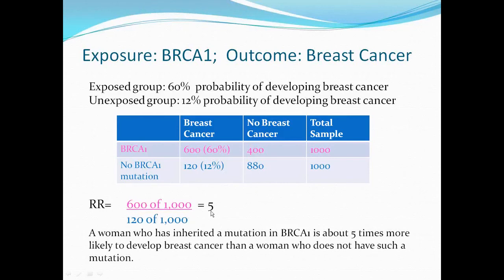So if you calculated that, the relative risk turned out to be 5, which is interpreted as a woman who has inherited a mutation in BRCA1 is about 5 times more likely to develop breast cancer than a woman who does not have such a mutation.